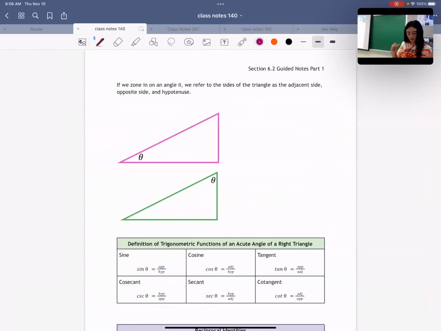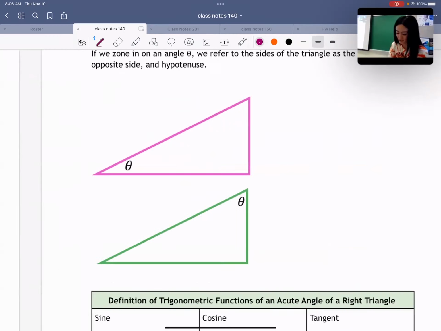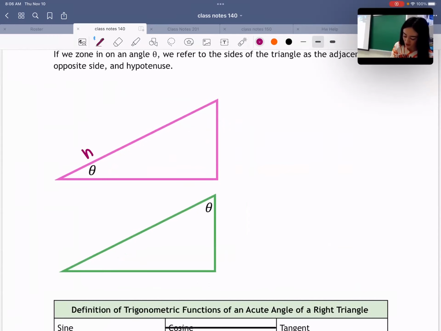Now, I told you that there was a very special name for the longest edge of a triangle, and we called that, what was it called again? Started with H. Hypotenuse, right? So on these two triangles, we know that there's special terms for this. Hypotenuse on this edge, and there's hypotenuse here.